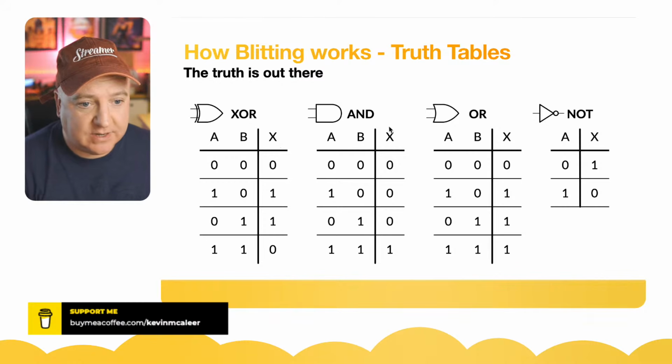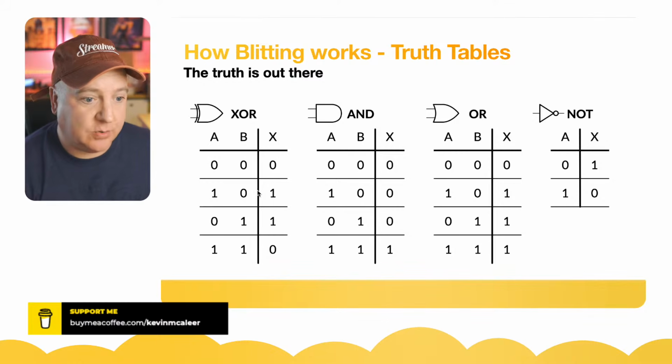And then XOR is like an OR, but it's an exclusive OR. So it has to be one or the other, but not both and not none. If we have 0 and 0, we don't get an output. If we have 1, A or B, we give a 1. If we have A and B, with XOR, you get a 0.